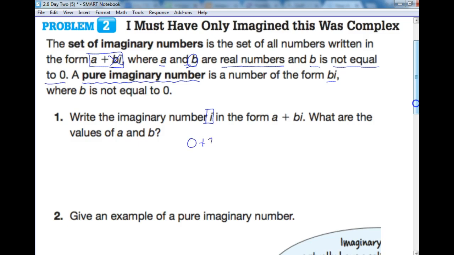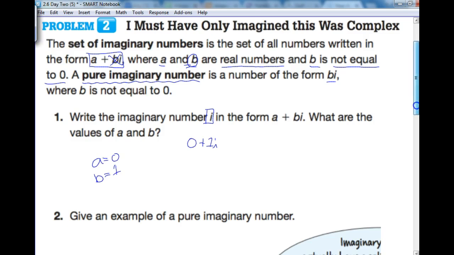0 plus, technically 1, that's a fancy 1 by the way, i. That is in the form of a plus bi. What is a? Well, a obviously would be 0, and b, hopefully obviously, would be 1, a fancy 1. And I can see the coefficient on i is 1.